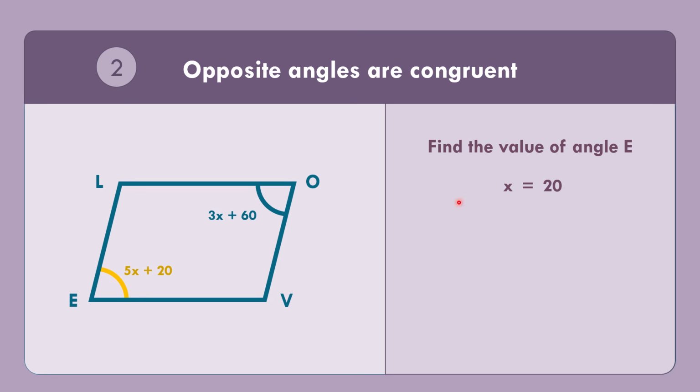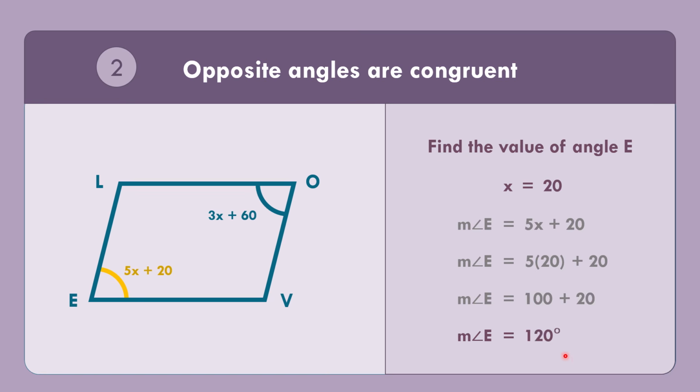If the value of x is equal to 20, let us get the measure of the angle E, that is equal to 5x plus 20. Let us replace the value of x by 20 in the given equation. So that becomes 5 times 20 plus 20. 5 times 20 is 100, and then copy 20. So the measure of the angle E is equal to 120 degrees.